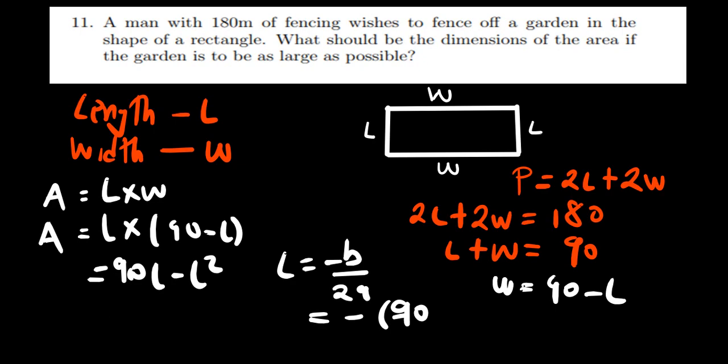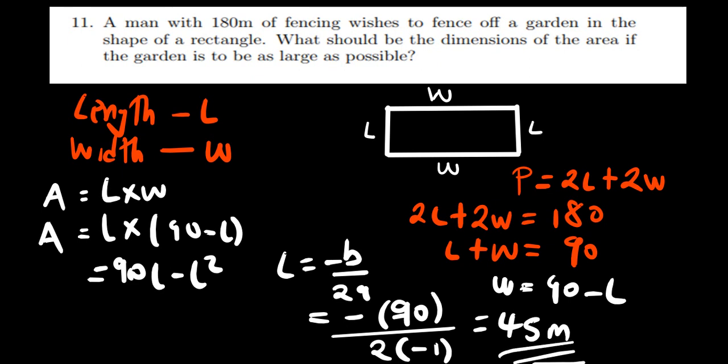Okay, 90. Oh yeah, it's 90 over 2. What is our a? Our a is negative 1. So you solve: you've got negative 90 divided by negative 2. That just gives us 45 meters.